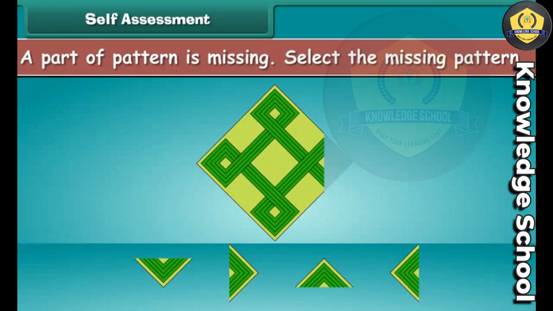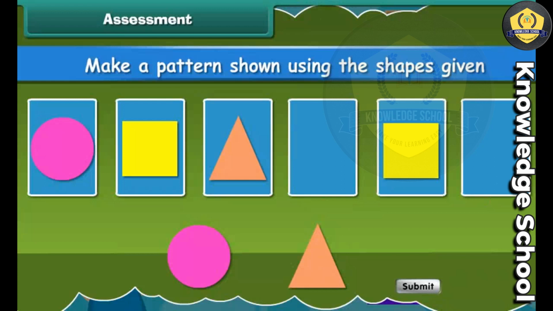A part of pattern is missing. Select the missing pattern. Make a pattern shown using the shapes given. Drag and drop the circles and triangles in the frame to make the pattern.